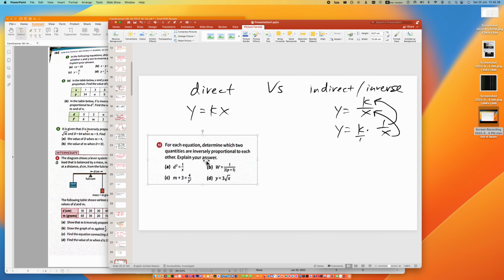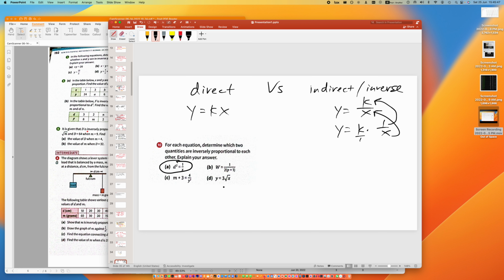They ask you, determine which two quantities are inverse to each other. So A, which one is it? d square over 1x. I think this is pretty easy. Which two items are inversely proportional? That means which and which are inverse in this case. d square and x. Very good.